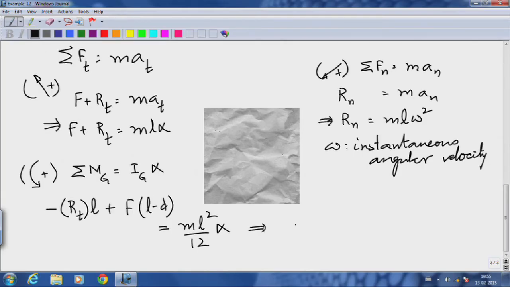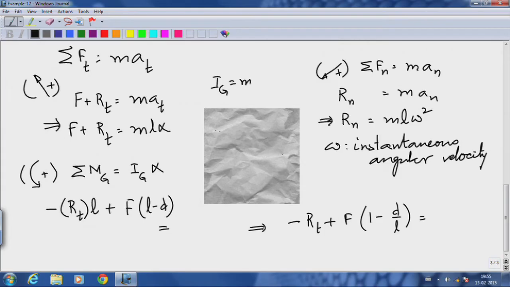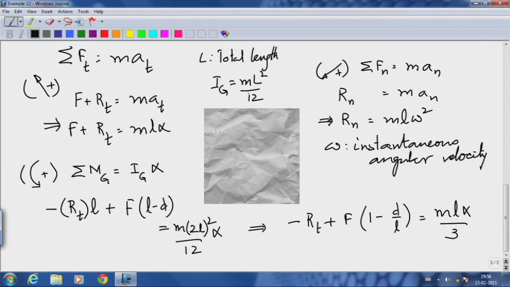So, let me rewrite this second equation, minus RT plus F times 1 minus D over L equals ml squared. Now, we have to be careful with the L part here. The moment of inertia of the rod is m capital L squared over 12. L is the total length of the rod. So, in this case that would be m times 2L squared over 12 times alpha. So, minus RT plus F times L over D gives me ml alpha over 3.